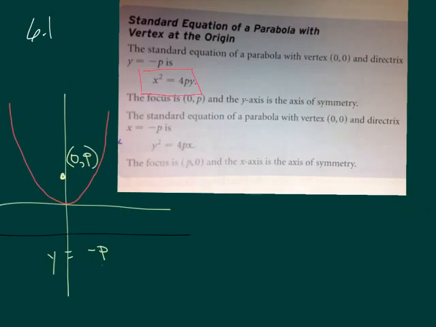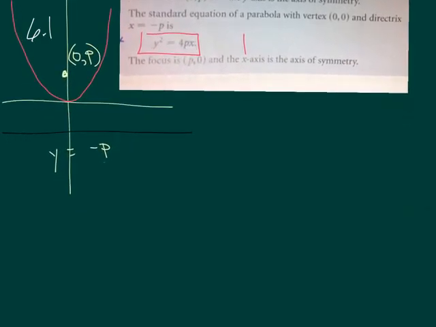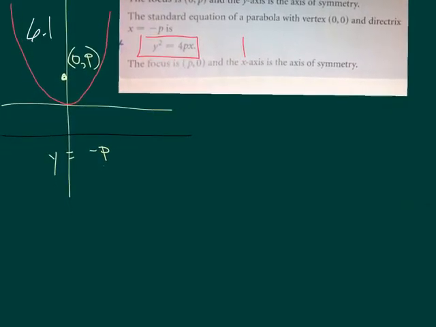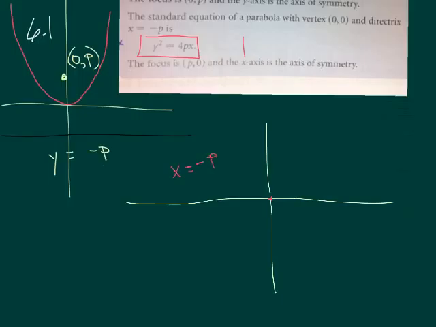Okay, the next formula, which is right here, the difference between it and what we just did, let's move this up a little bit. Let me draw another graph. It says that the standard equation of a parabola with a vertex at 0, 0 and a directrix at x equals negative p. So this one over here on the left was for y equals negative p. Now we're going x equals negative p, which means our directrix is going to be over here this time. And what else does it say? The focus is at p, 0.